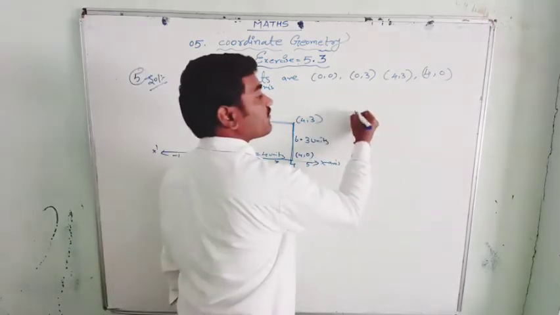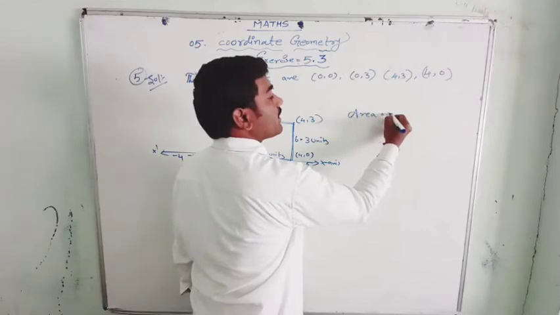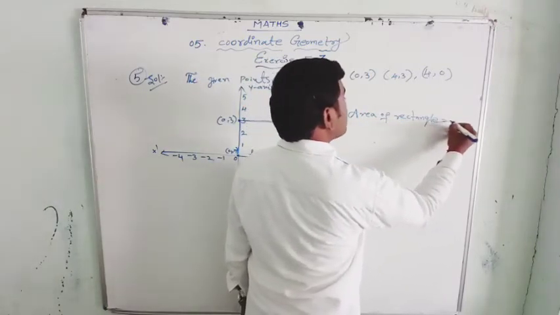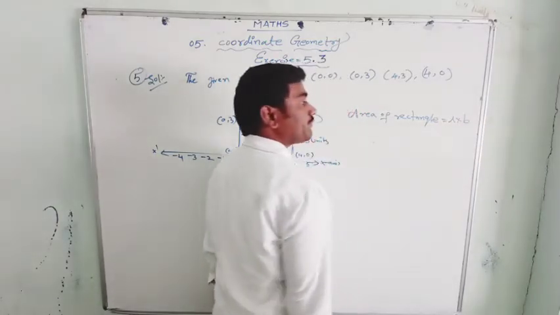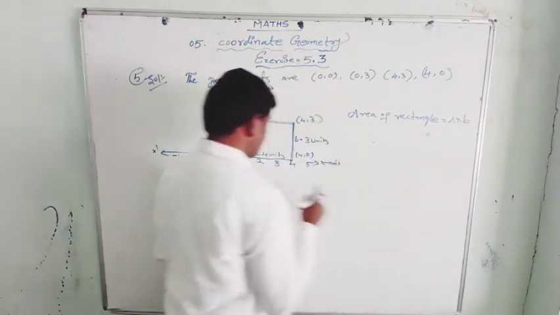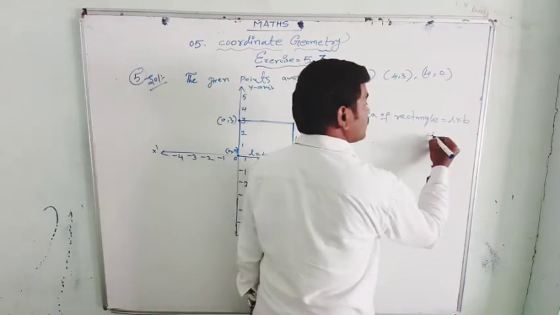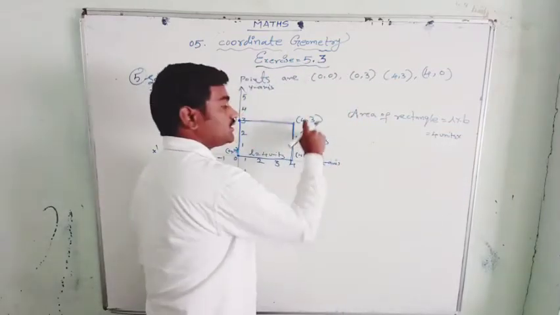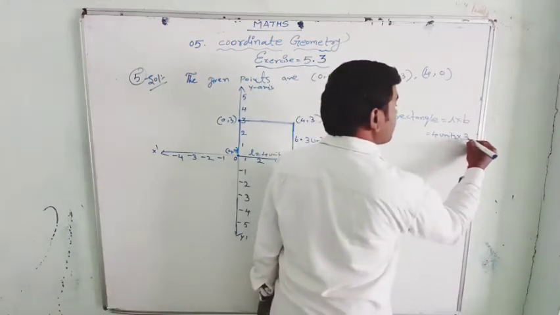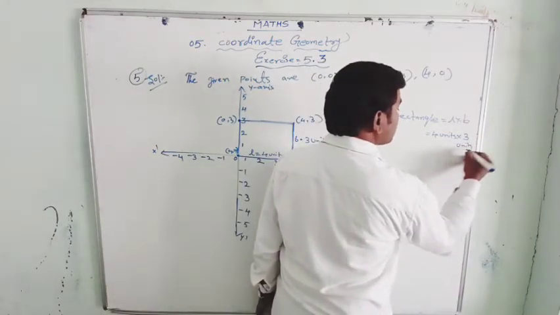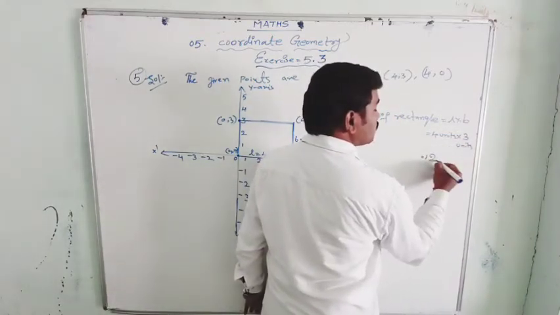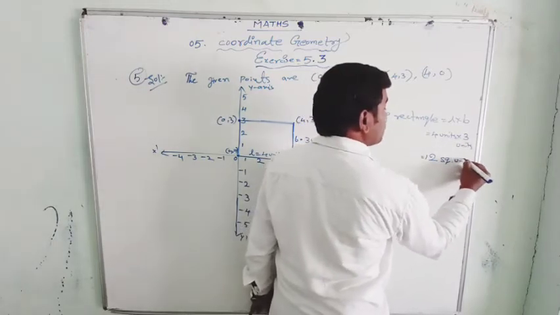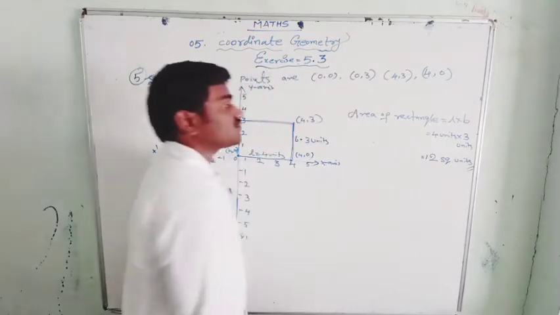So the area of a rectangle. The area of a rectangle formula is L into B. Where L equals what here? 4 units into B is 3 units. 4 threes are 12. Units into units, square units. The area will always be in square units.